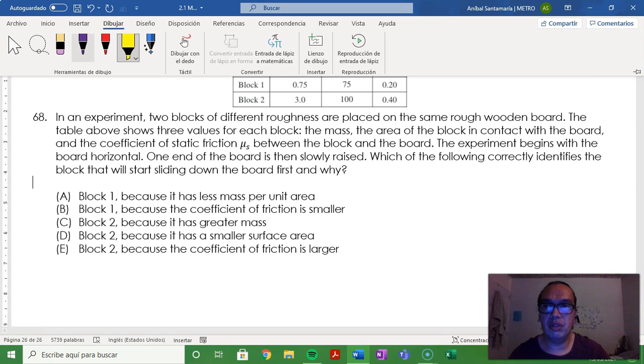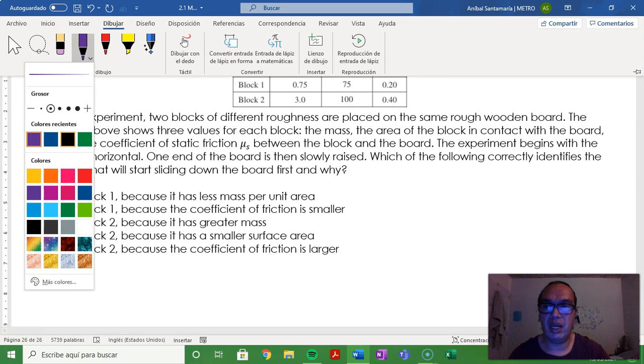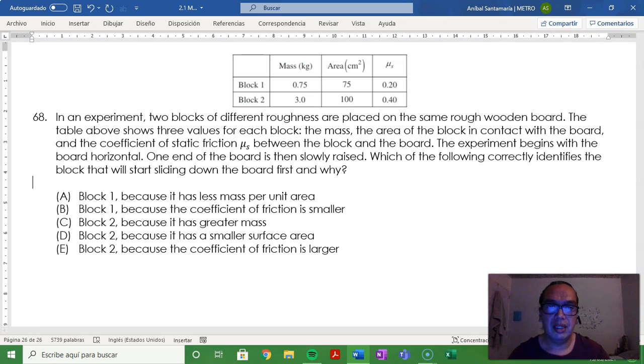Now you need to remember that whenever we have a board like that, the critical angle at which sliding occurs is such that μs is equal to the tangent of this angle. Therefore, you get a lower angle for lower μs.